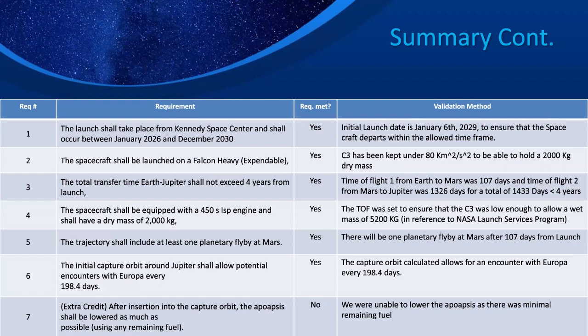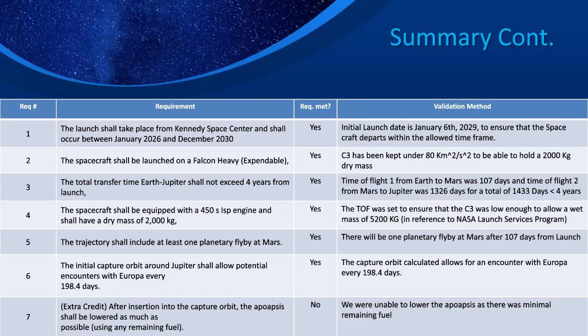As we can see, the launch did take place from Kennedy Space Center, as the initial launch date was January 6th, 2029. So it falls in between the window that we were given for launch. The spacecraft shall be launched on a Falcon Heavy expendable, which is correct, and that is why we optimized our trajectory in order to account for the limited C3 that comes with the Falcon Heavy expendable. And the total transport time between Jupiter and Earth shall not exceed 4 years, and that is also true. As you can see, our total time of flight was 1,433 days, which is less than the 4 year allowed time frame.